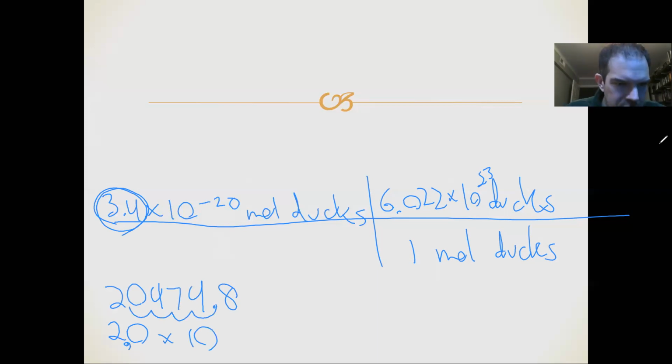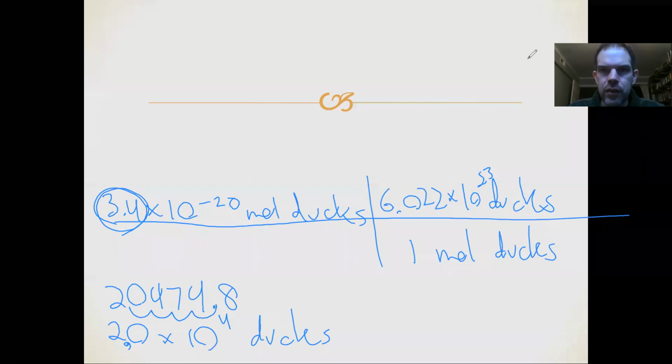Now the question is, is it really big or small? It's a big number, so I can go times 10 to the 4, positive 4, and it looks like ducks is what I end up with. So it looks like it's about 20,000 ducks-ish, or 2.0 times 10 to the 4 ducks. Hopefully that helped for one direction there. I'm now going to go ahead and do the other direction.